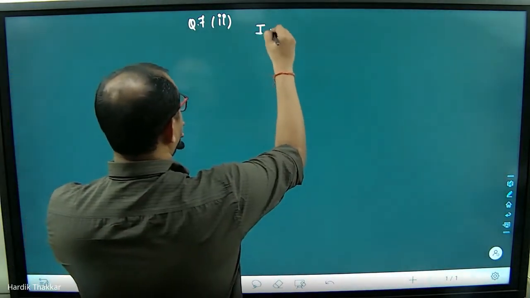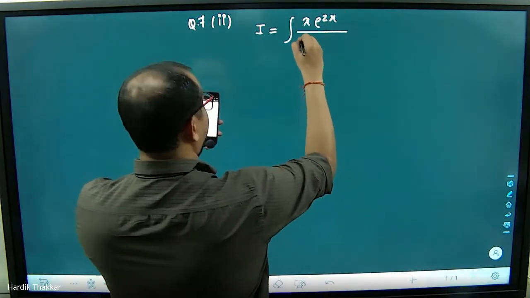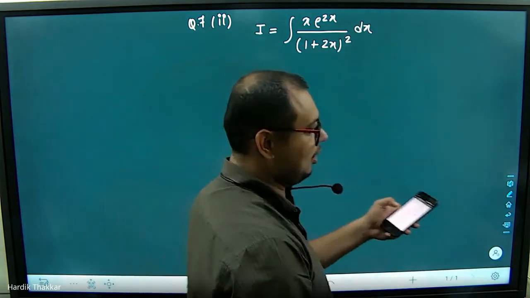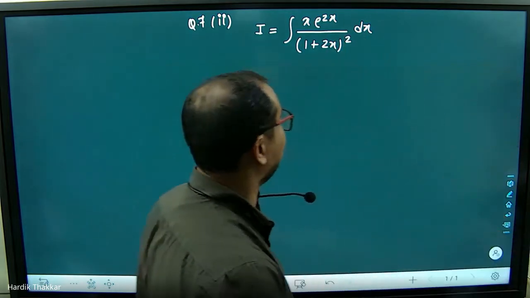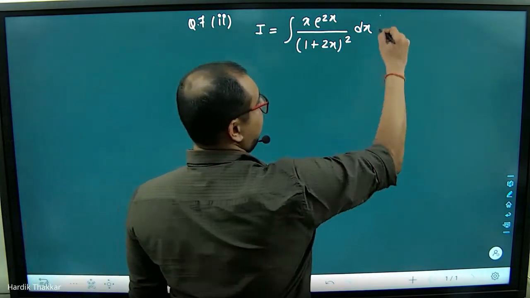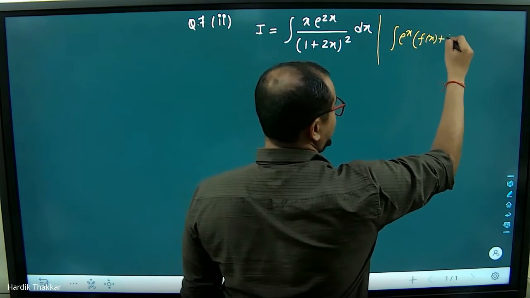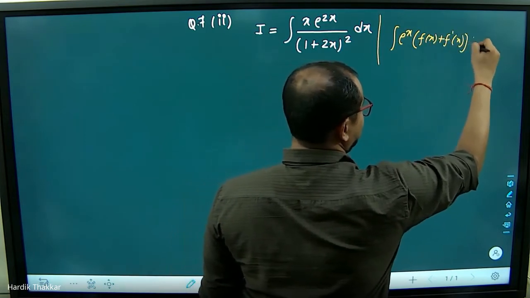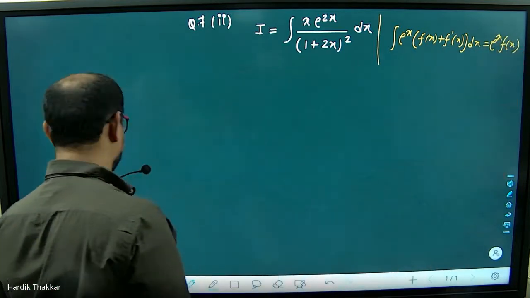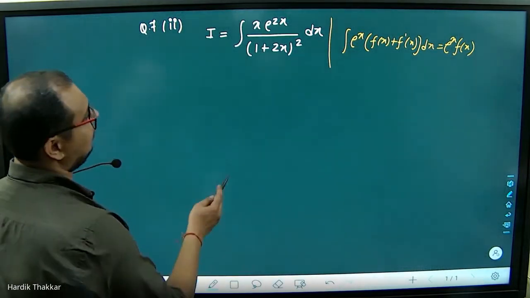Okay. So here, what is given? I is equal to the integral of x e raised to power 2x divided by (1 plus 2x) whole raised to power 2 dx. Which property were we applying in the last class? The same property can be applied here also. We were applying the integral of e raised to power x times (f of x plus f dash of x), and this integral is equal to e raised to power x f of x. So, this was the last property which we were applying.